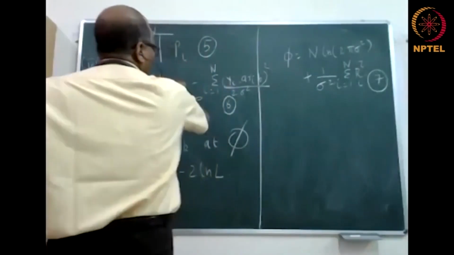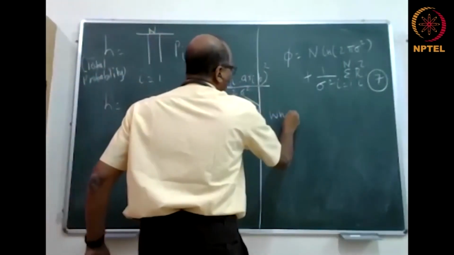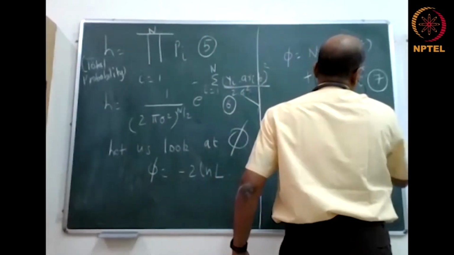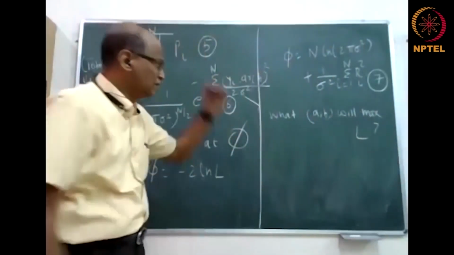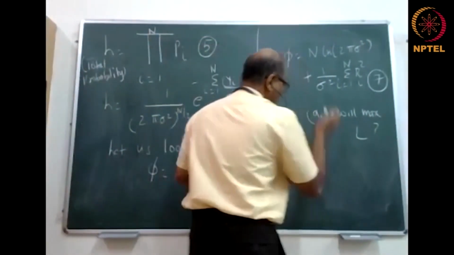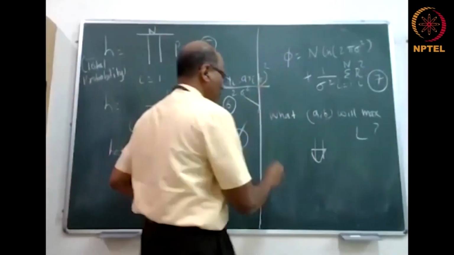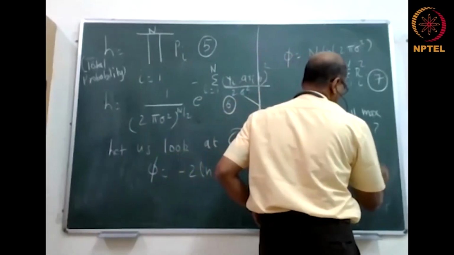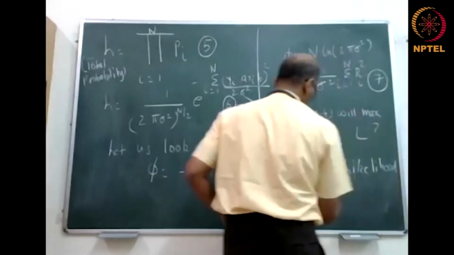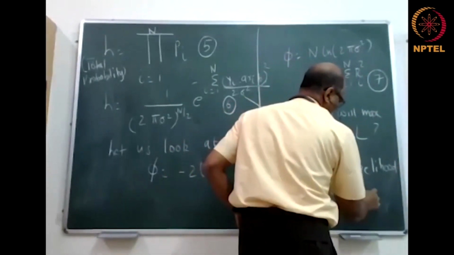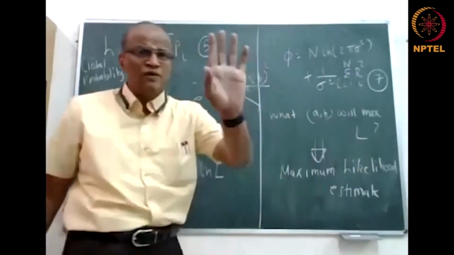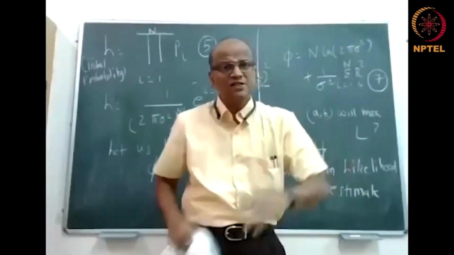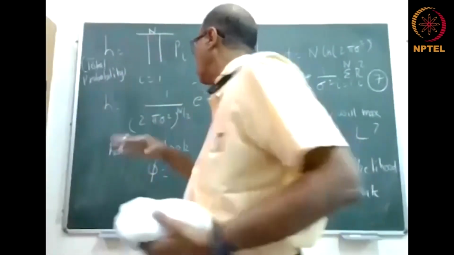So the question is, what A, B will maximize L? The answer to that question is the maximum likelihood estimate. Now, you don't even need least squares. Please note that least squares is a corollary of this. But now let us stay with this.